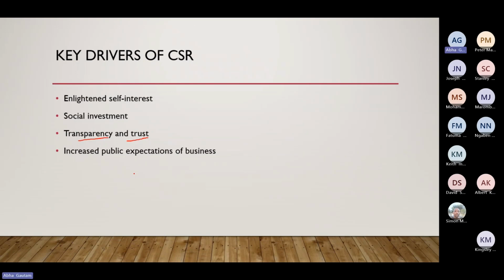Then if you can increase public expectation of business, we have global companies. If you are a global company, you know what you can do other than profit generation? You can provide employment to so many people. You can create jobs. You can contribute to the economy through taxes. So ultimately, you are fulfilling the role of a citizen. But how? Through corporate social responsibility. Think of it this way.